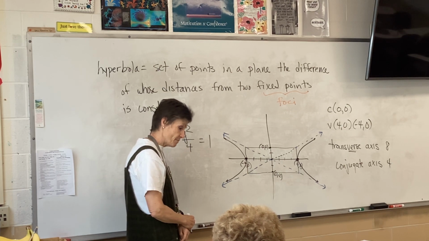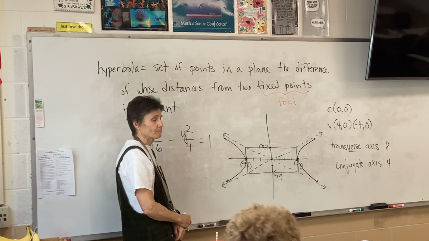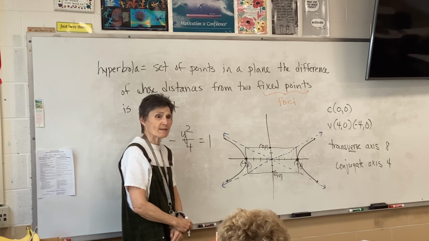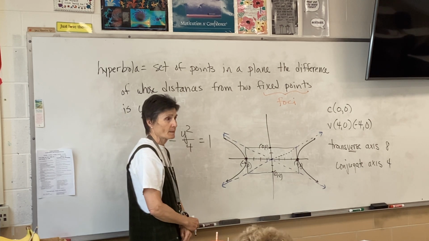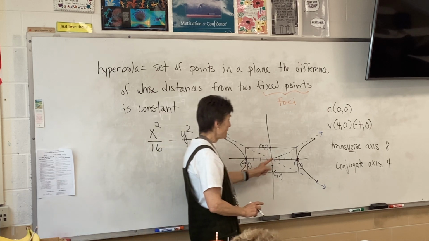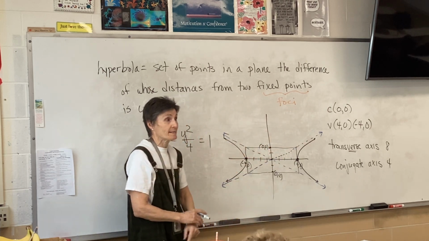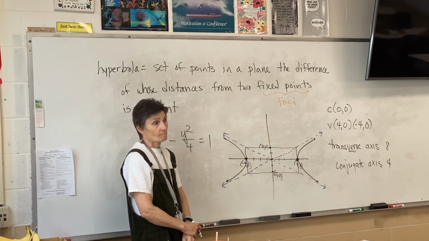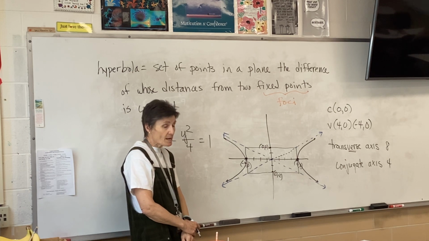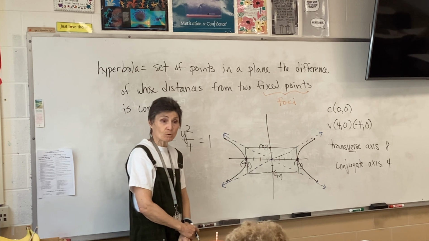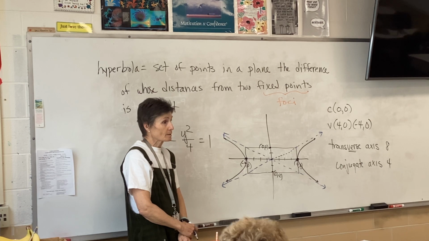Foci and the equations of the asymptotes. Let's do the equations of the asymptotes first. Would you agree that the asymptotes are lines? Yes, they're lines. And what do we need to write the equation of a line? A point.